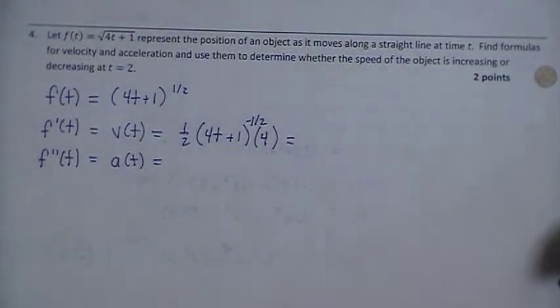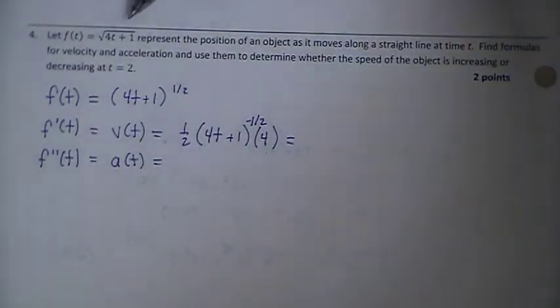Okay, so this is going to be the conclusion of the quiz on 2.3 through 2.5. So this is the back side where we had a question about position, velocity, acceleration, and speed, and then also a question about tangent lines. Number 4 was the question about position, velocity, acceleration, and speed.